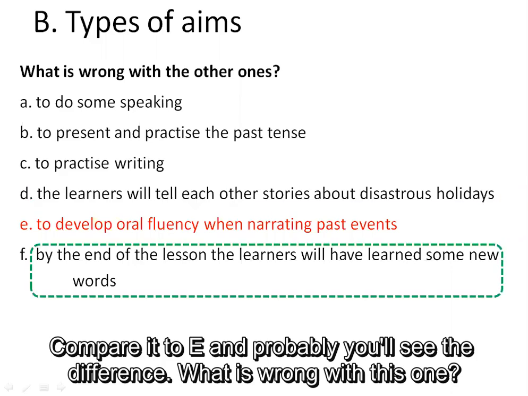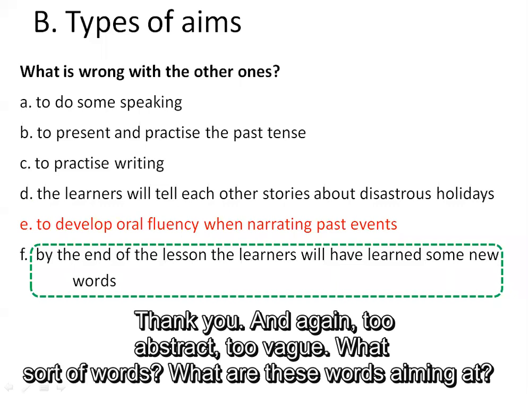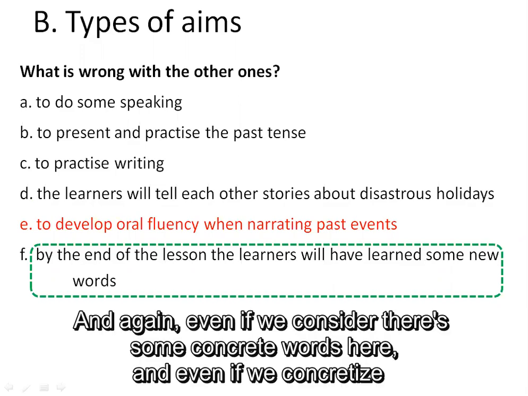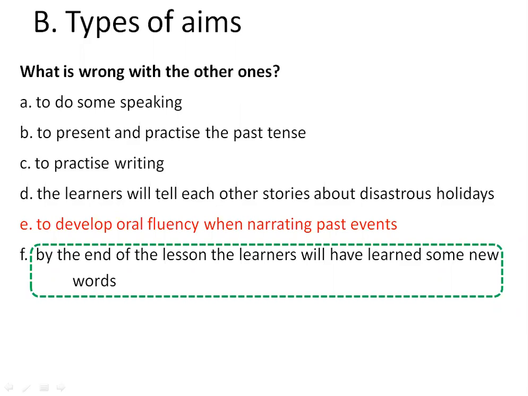Okay, what is wrong with this one? Again, too abstract, too vague. What sort of words? What are these words aiming at? And again, even if we consider there are some concrete words here, and even if we concretize that, it's just part of the story. It's a subsidiary aim. It's not the main aim.